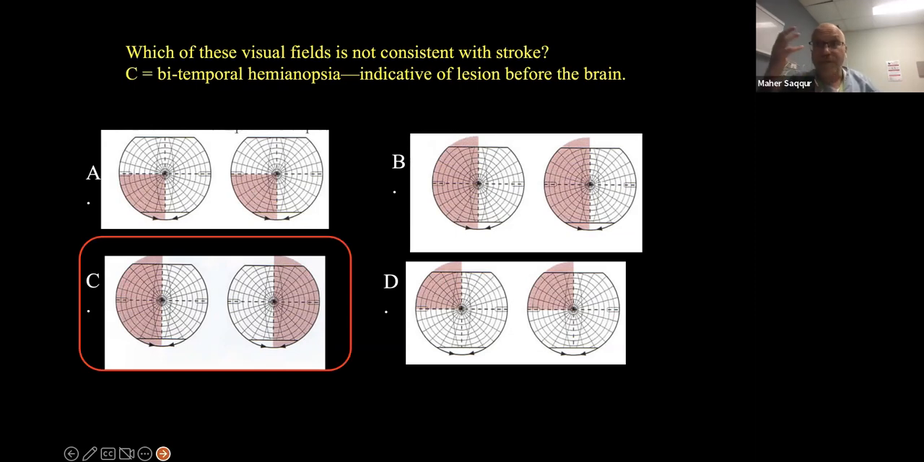This one is not. This is more of a chiasmal lesion, because it's a bitemporal hemianopia. Bitemporal, not homonymous. Homonymous is on the same side. Bitemporal hemianopia is consistent with chiasmal, not brain. Whereas A, B, and C are consistent with a contralateral hemisphere lesion. B likely occipital, A likely parietal, and D likely temporal.